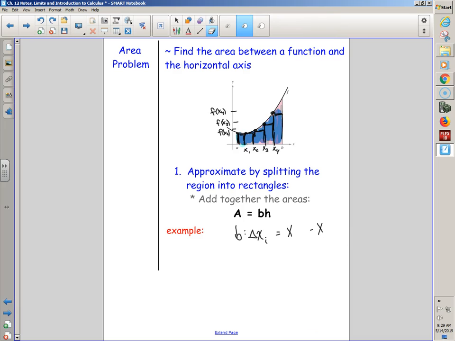I guess we could even do x sub i minus x sub i minus 1. We could do it a couple different ways, but basically we just need to subtract two x's to get the base. And the heights are all going to be found by plugging in certain x's to our f value. Because remember, the f value goes up to the y's, and going up is a height, and then x values go over, and so going over is going to be a base.